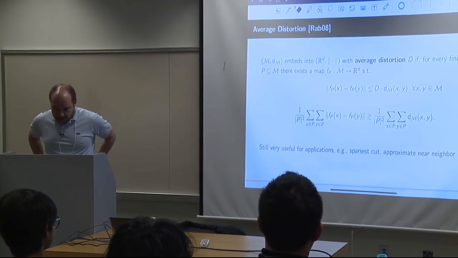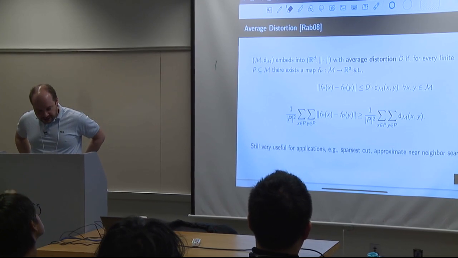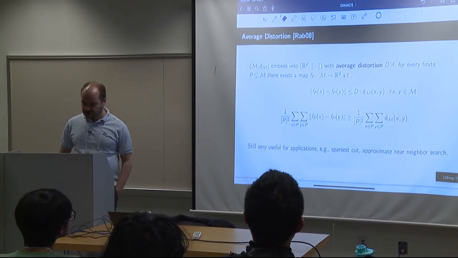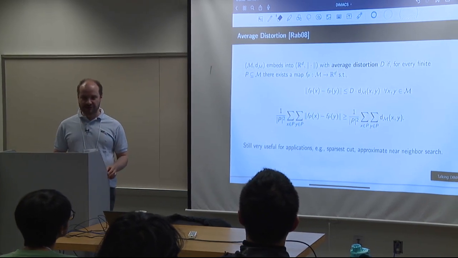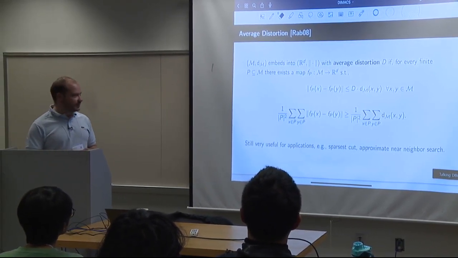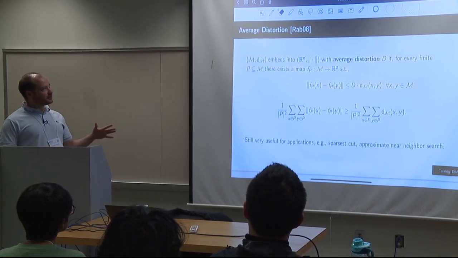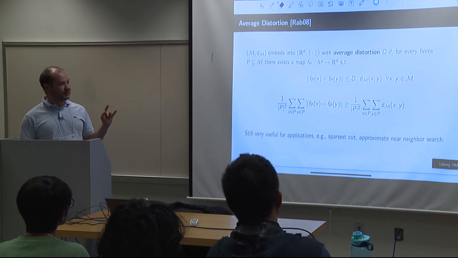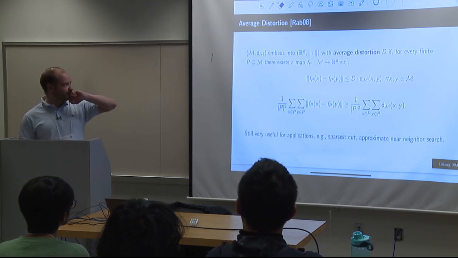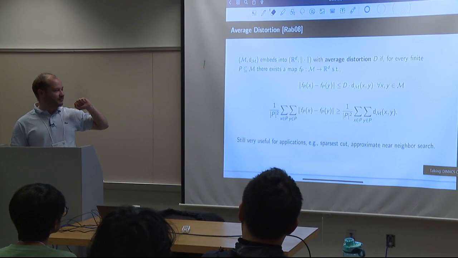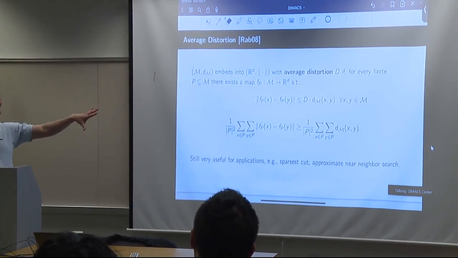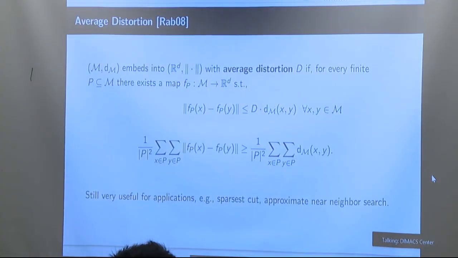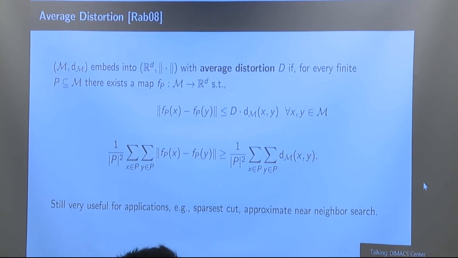Okay, so here's the definition. Here is what an average distortion embedding is. You can see it as a definition of average distortion, which is a measure of how good an embedding is. I cited Rabinovich for this definition. I think this paper by Rabinovich from 2008 is the earliest reference I've found for this definition, although I'm not 100% sure that it hasn't appeared before. Okay, so the definition is very natural here.